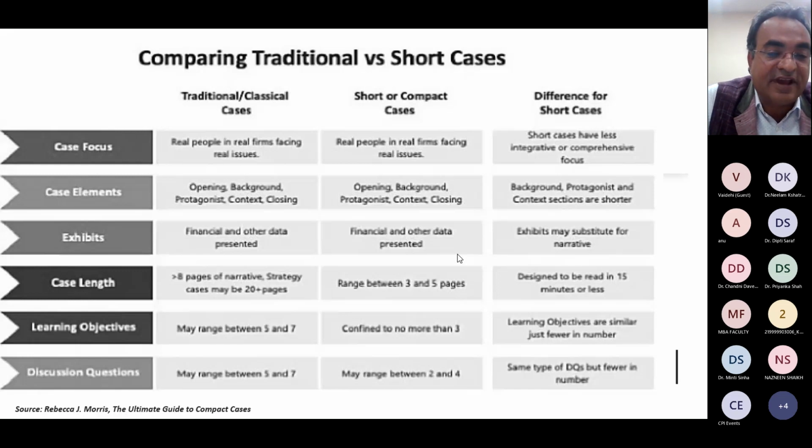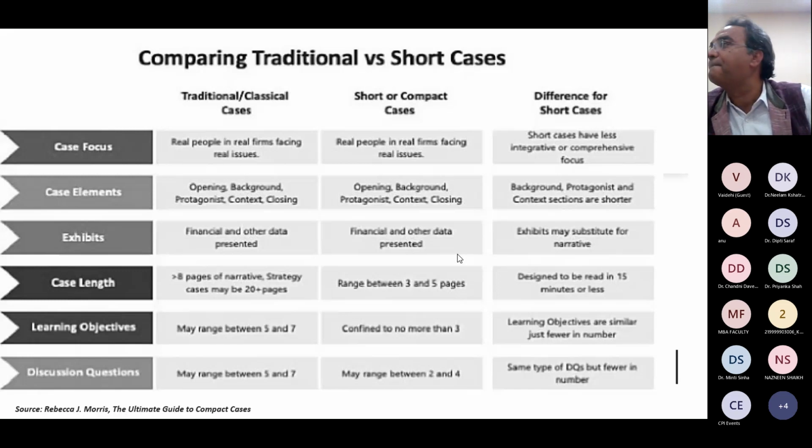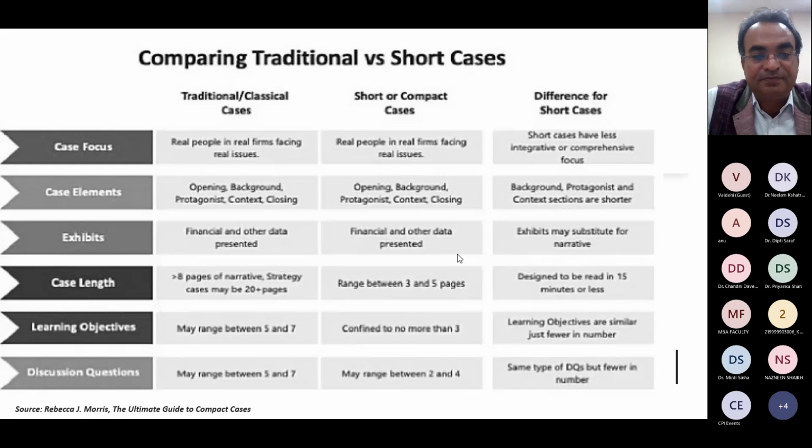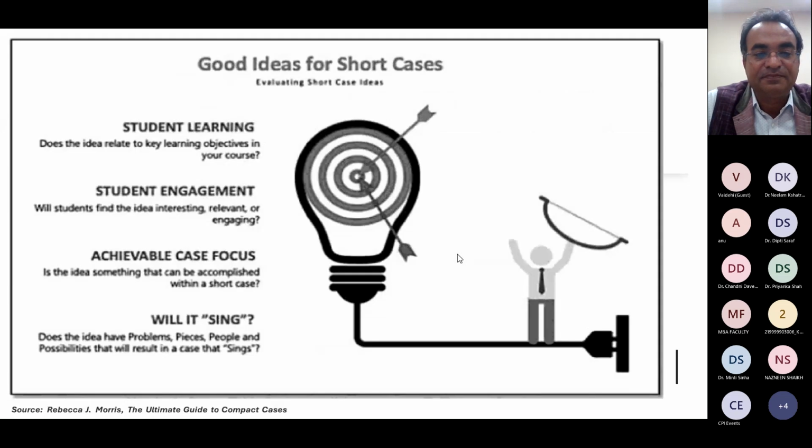And of course, the case elements or components are pretty much the same, but the background, the protagonist and the context sections are much, much shorter compared to a traditional case. And you have strategies to ensure that you can do that. So this is a wonderful way of looking at how you can compare traditional versus short cases. Any questions here? Okay. Can we move to the next slide, please?